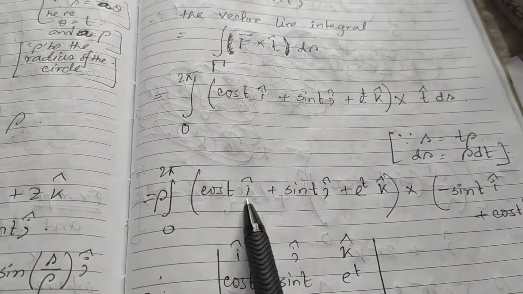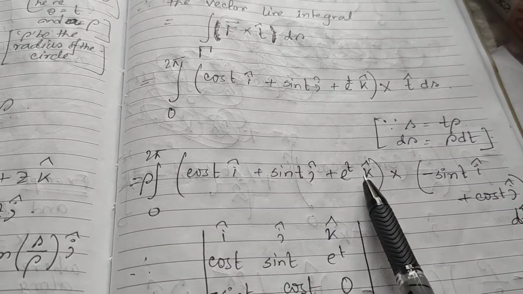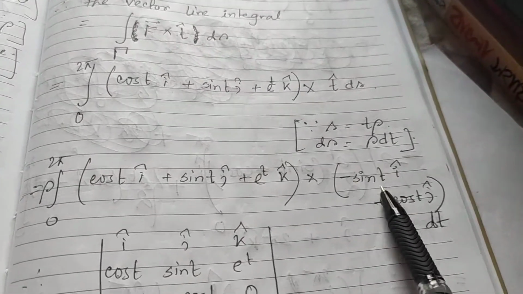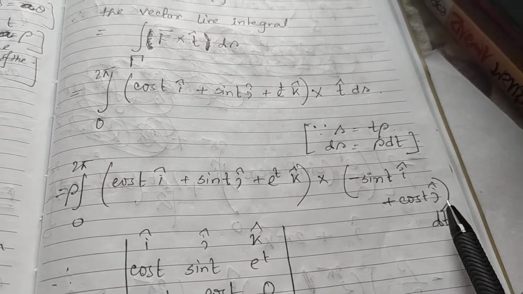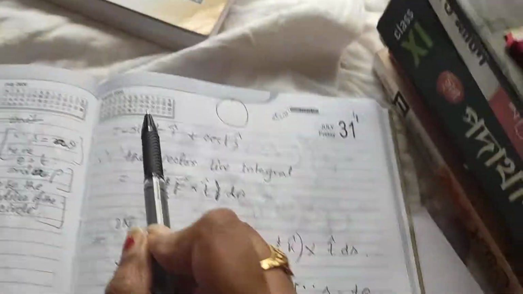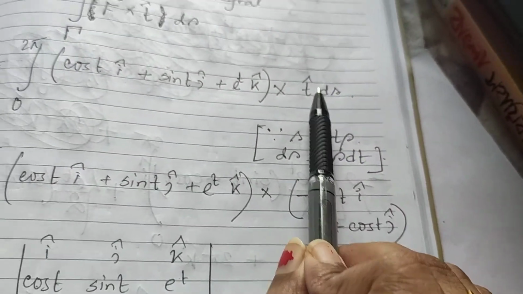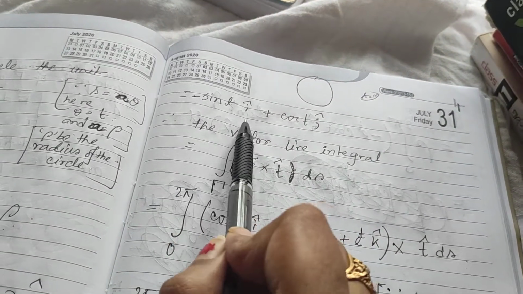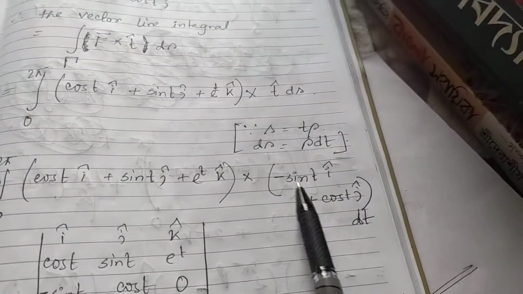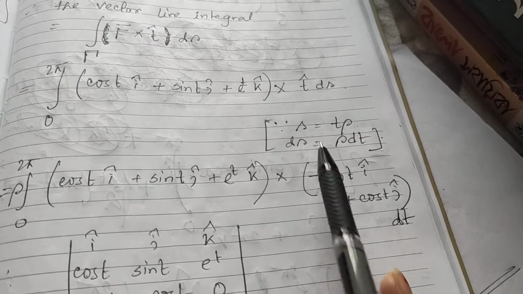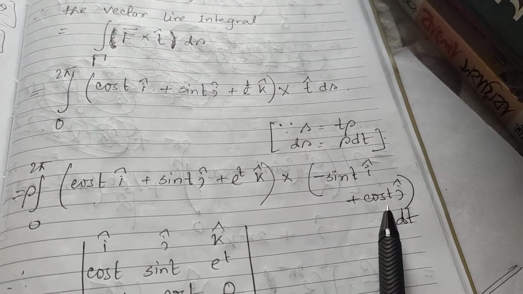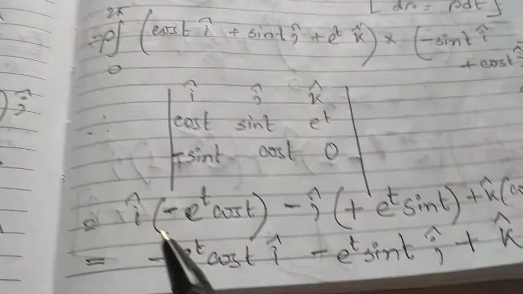So rho times cos t i cap plus sin t j cap plus e to the power t k cap, cross minus sin t i cap plus cos t j cap. Already I have got that this is my t vector, the value of the t vector is minus sin t i cap plus cos t j cap, and in place of ds I have put rho dt.